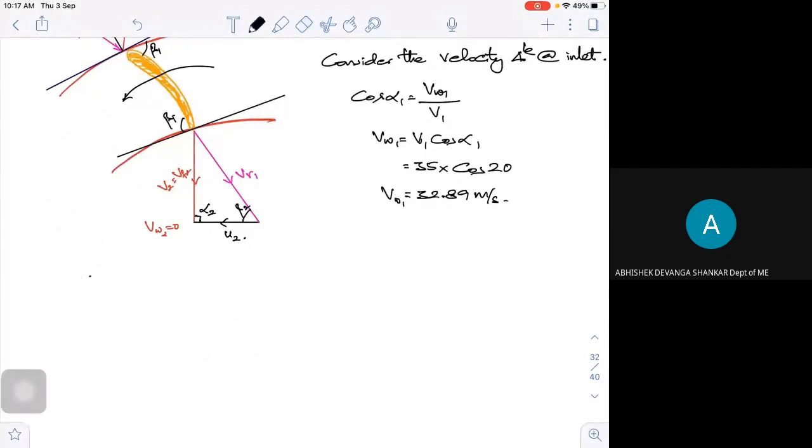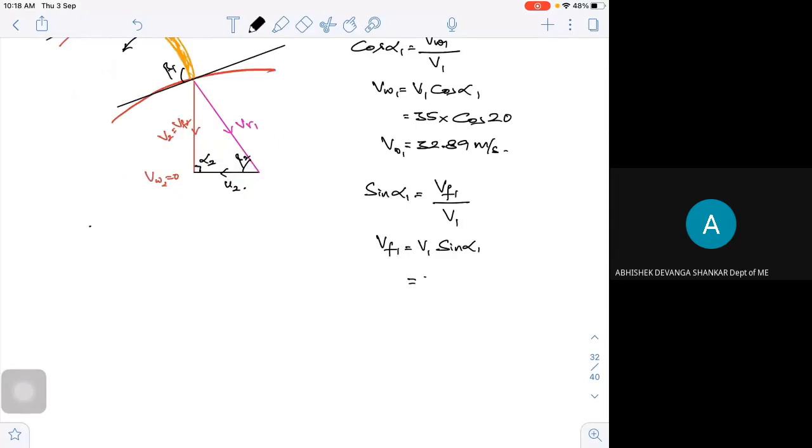So what is my sine alpha 1, which is Vf1 by V1, or my Vf1 is equal to V1 sine alpha 1. So that is your 35 into sine 20. So I am getting around 11.97 meters per second. That is my Vf1. And also they are told in the numerical that Vf1 is equal to Vf2. I got my Vw1, which is 32.89, and I got my Vf1, which is 11.97 meters per second.